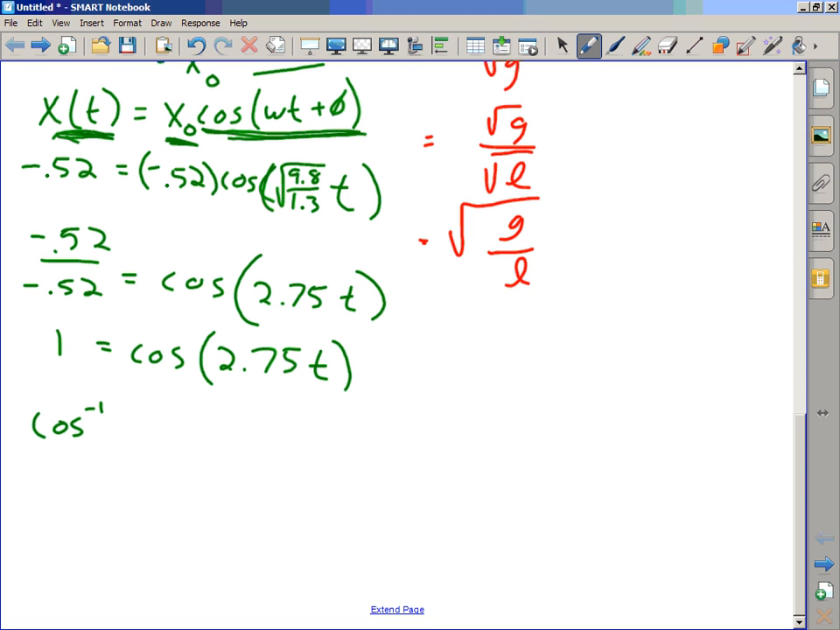It's the opposite. Cosine cancels them out. So kind of the idea behind this is what you do to one side, you do to the other. Okay? What you do to one side, you do to the other. And on the right-hand side, I've got the cosine inverse of the cosine. So what happens to those two? Gone. Right? Gone there.